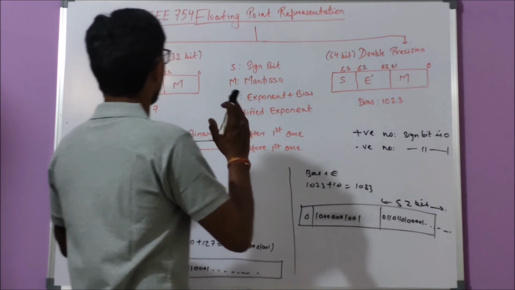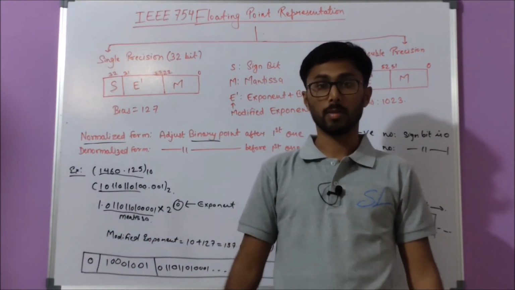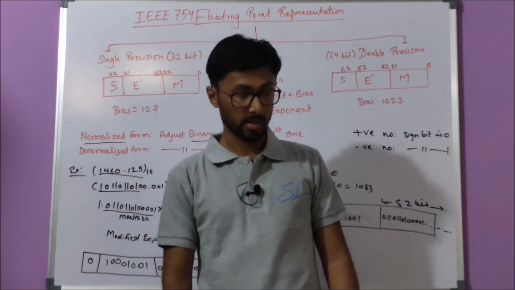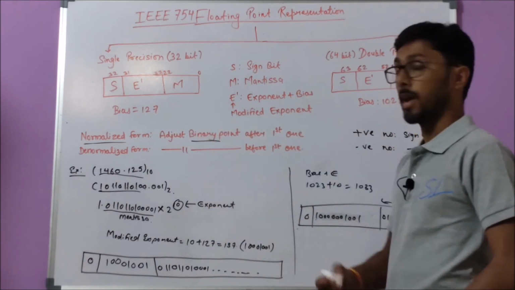So this is how we convert a decimal number into IEEE 754 floating point representation in both cases, single precision and double precision. That's it for this lecture. We will see some more questions and we will see what the formula of bias is in the next video.